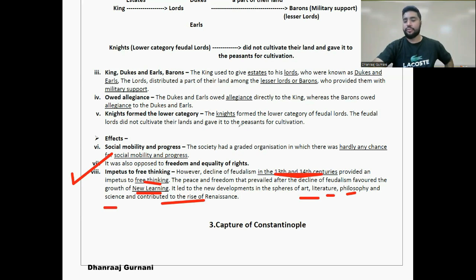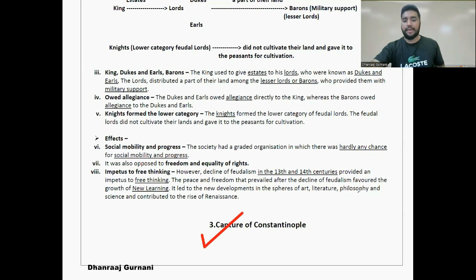This was your cause number 2, decline of the feudal system or decline of feudalism. Moving to cause number 3, capture of Constantinople.